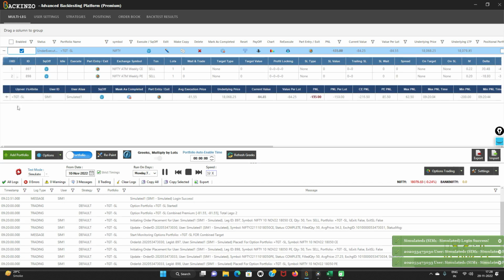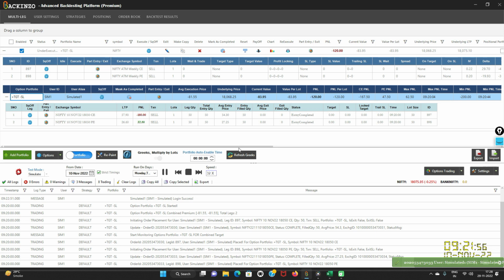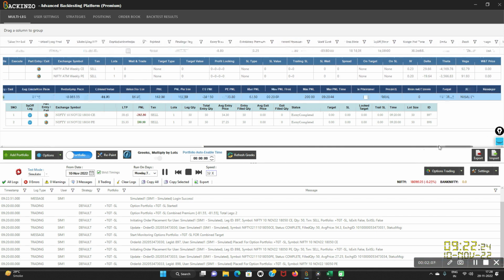You can use this to expand it. Just drag it here. And as you can see that it's a combined portfolio, and that's the reason you will not see target and stop loss mentioned in front of these legs, because it's a combined one. So that's the reason you will see the combined target here.